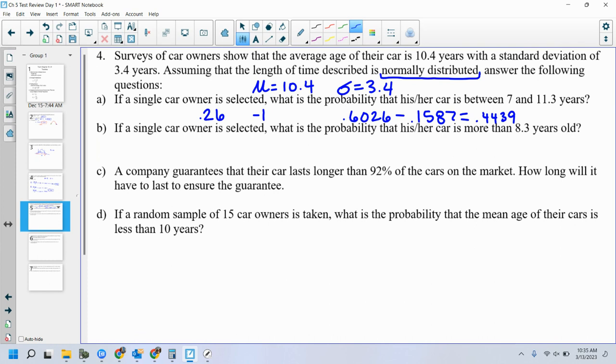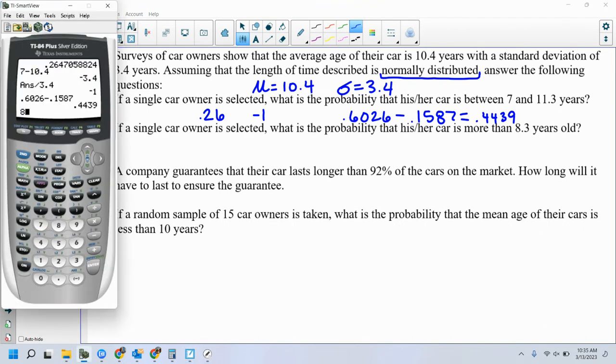If a single car owner is selected, what is the probability that his or her car is more than 8.3 years old? This was actually easier than part A. More than 8.3 years old. So my z-score is x minus mu divided by sigma. My z-score is negative 0.62.